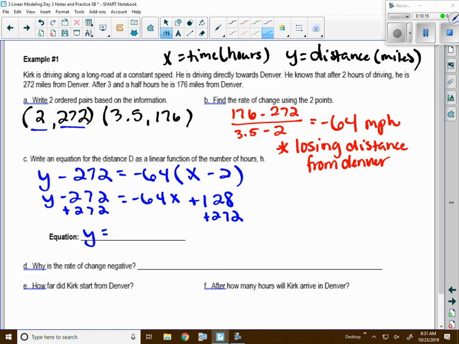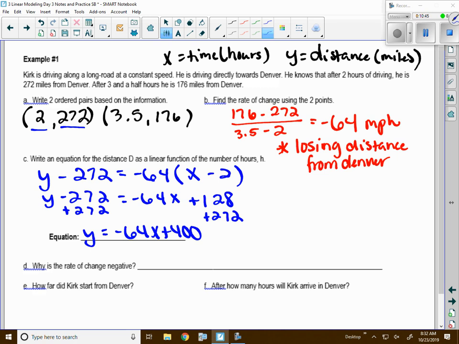Is it 400? Okay, do we agree? Does it look okay? Okay, let's break it down. The 400, we already know that the 64 is losing 64 miles per hour. We get that. What does the 400 mean? How many is what? The distance here? The distance, sorry.